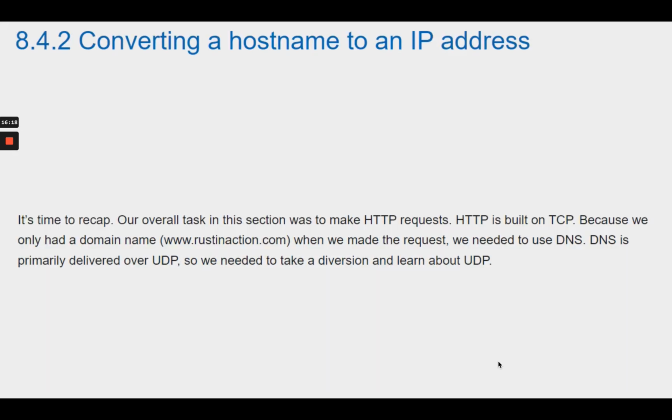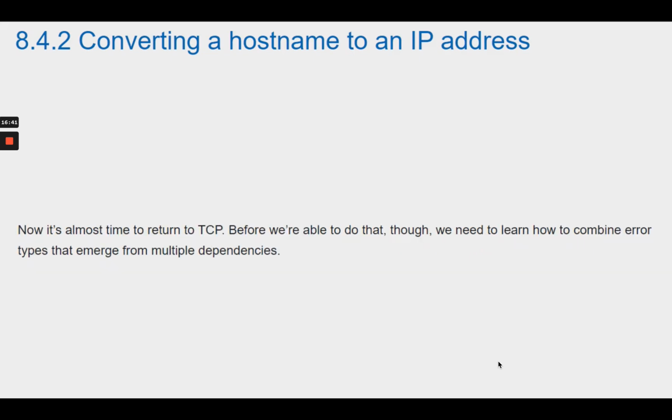It's time to recap. Our overall task in this section was to make HTTP requests. HTTP is built on TCP. Because we only had a domain name, rustinaction.com, when we made the request, we needed to use DNS. DNS is primarily delivered over UDP, so we needed to take a diversion and learn about UDP. Now, it's almost time to return to TCP, but before we're able to do that, we need to learn how to combine error types that emerge from multiple dependencies.